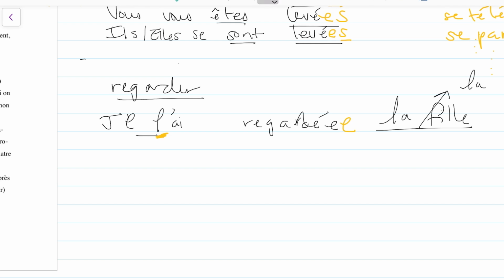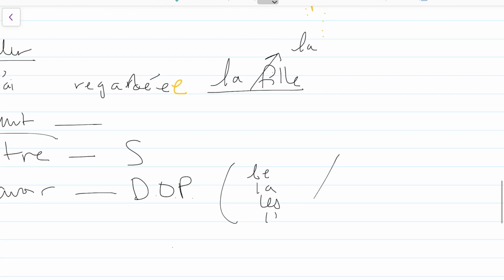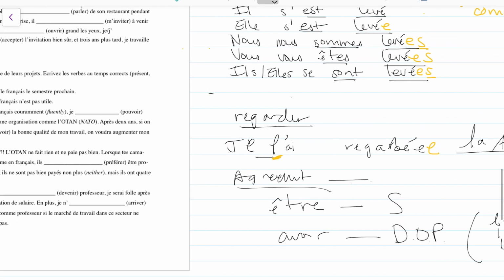That's only with direct object pronouns with avoir. So agreement happens when you have être, you make it agree with the subject. When you have avoir, you make it agree with the direct object pronoun. Those are only le, la, les, and l' apostrophe in my triangle, as well, and those are the most common, as well as me, te, nous, vous, and se, I guess I should have had up there. Only when these are direct, because remember, some of them can be indirect.